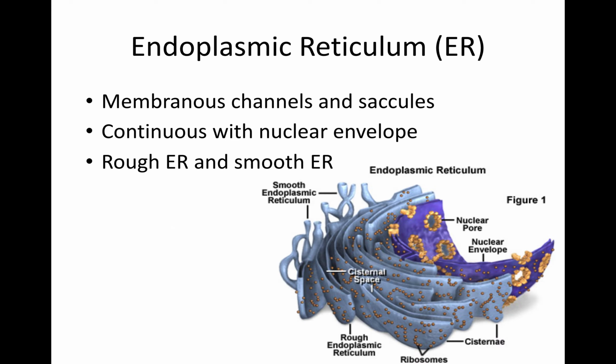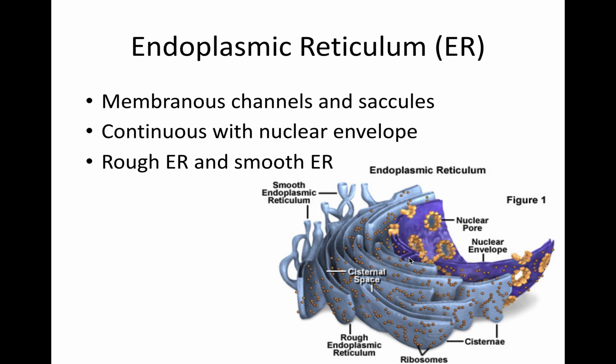All right, we're going to talk about one more section in this part of the notes, and then we'll be finished. So we're going to talk about the smooth and rough ER. We're going to talk about the endomembrane system in section 5. So the endoplasmic reticulum, or ER for short, is a membranous channel and sac that's going to be really close to the nucleus. Parts of it are going to be continuous with the nuclear envelope.